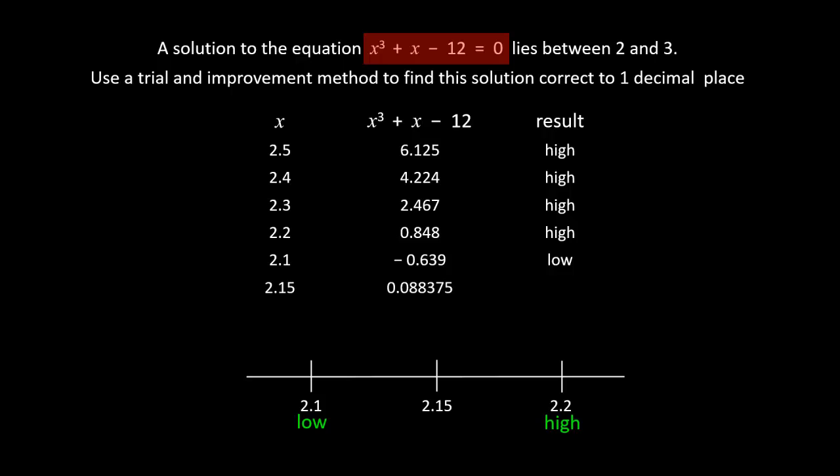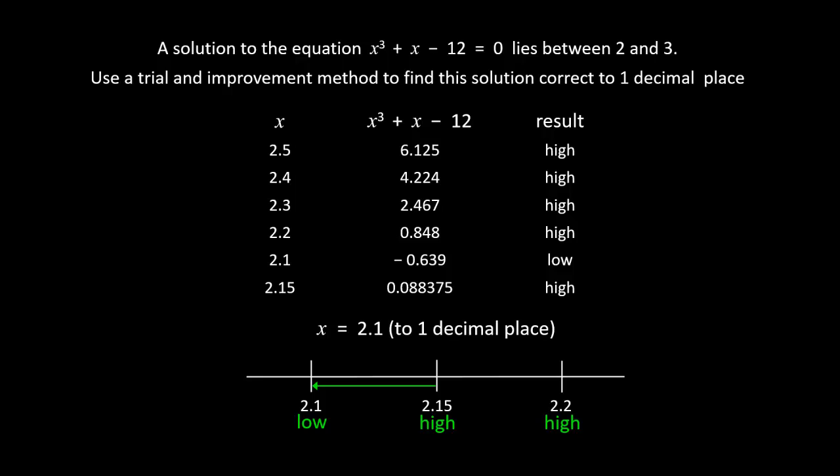And that will give us 0.088375. Now that's too high. So let's put that in there. Now remember, in the question, it says up there, look, in red, to one decimal place. So are we going to go to 2.1 or are we going to go to 2.2? The one in the middle is high, and remember what we said in the previous video: if the one in the middle is high, we go down. If the one in the middle is low, we go up. In this case, it's high, so we go down to 2.1, and there is our answer. x equals 2.1 to one decimal place.